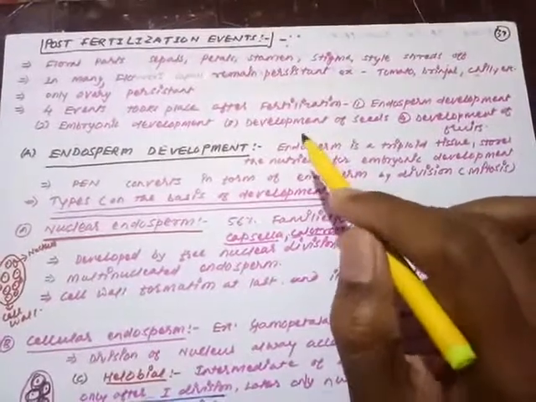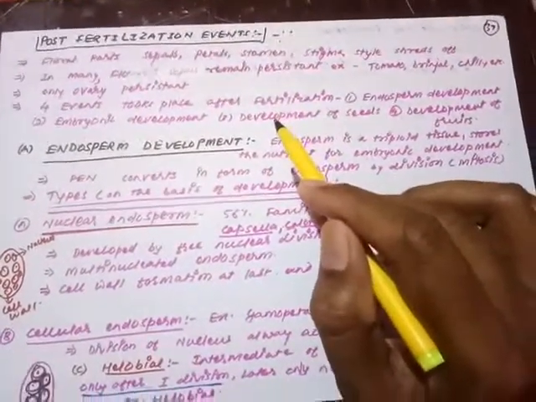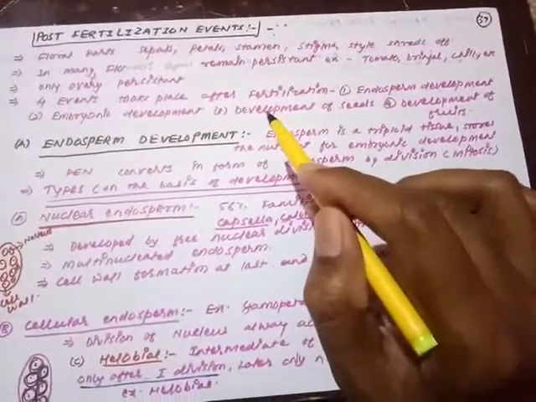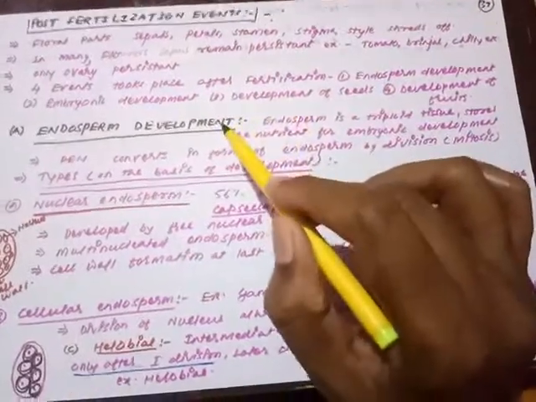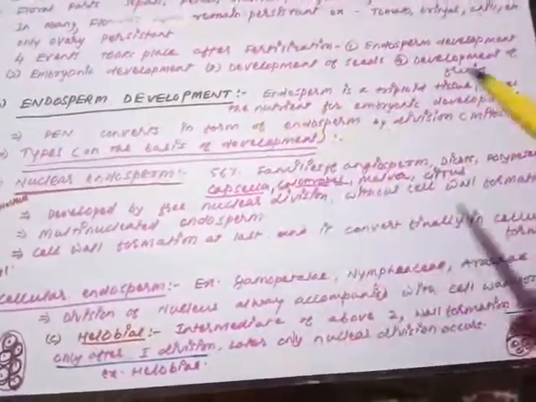Now we are going to move on to the first one, that is development of endosperm: how the endosperm develops and what is the importance of endosperm. One by one we are going to move on. So the first step or first change is development of endosperm. First of all, we must understand what endosperm is.